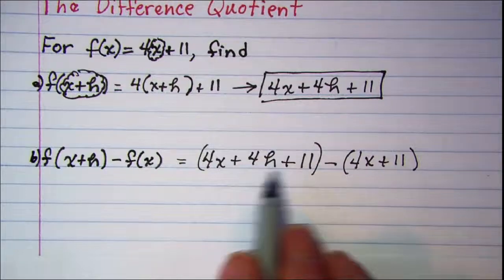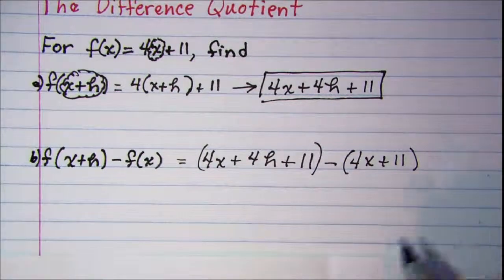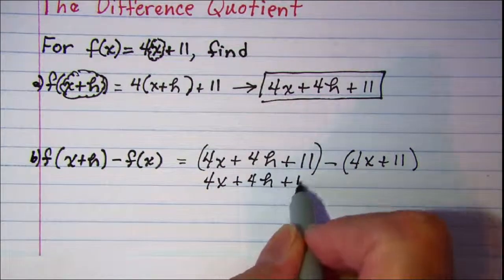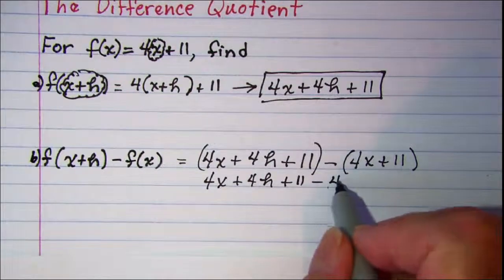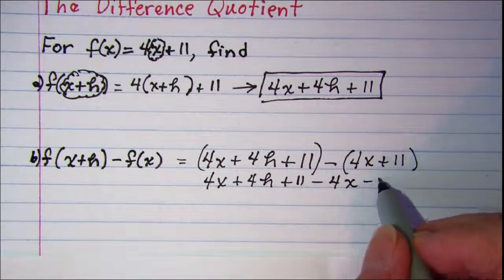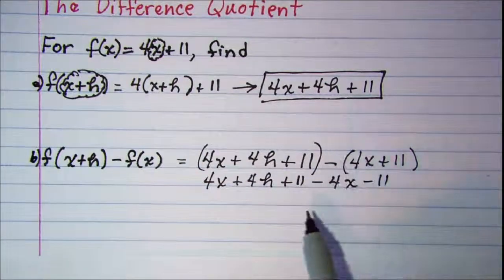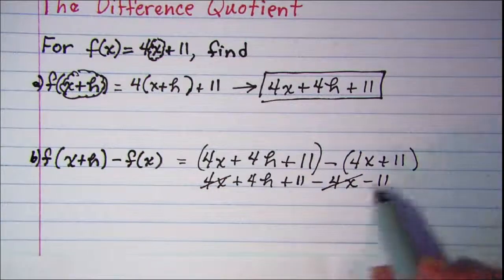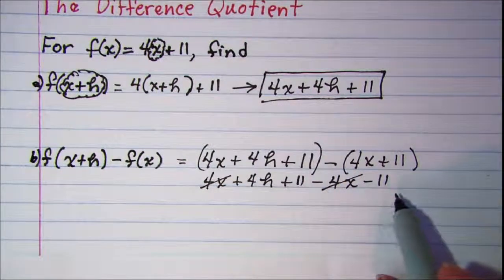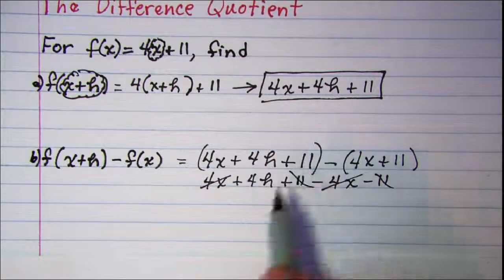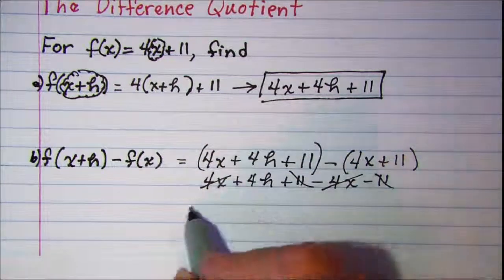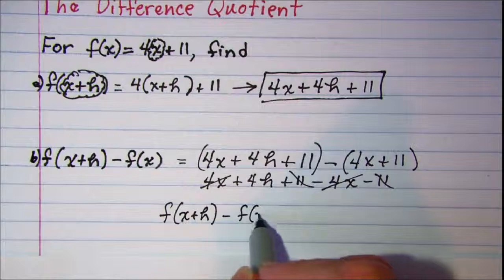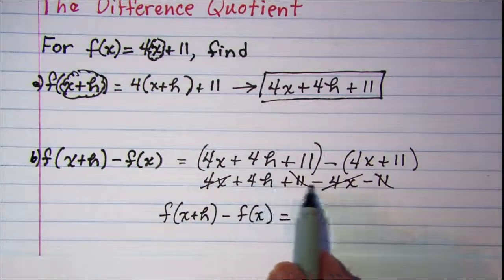Now we need to just do the math here. We'll distribute this negative. So we have 4x plus 4h plus 11 minus 4x and then minus 11. Now some things should cancel off. I have a 4x and a negative 4x. Those cancel. And then I have 11 and a negative 11. Those cancel. So all I'm left with then is f of x plus h minus f of x is equal to 4h.